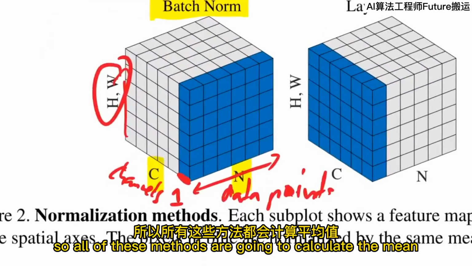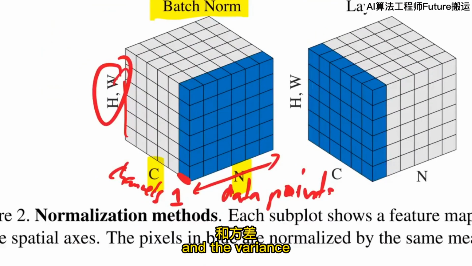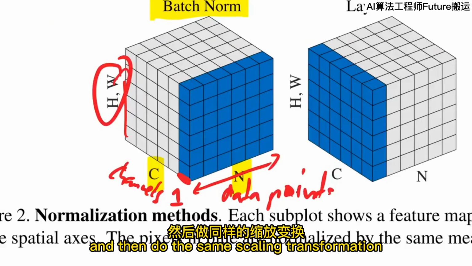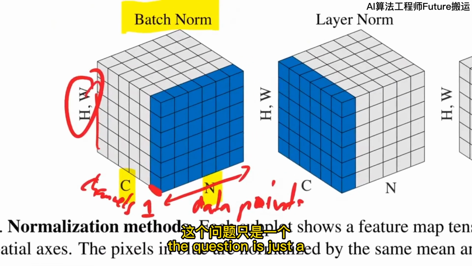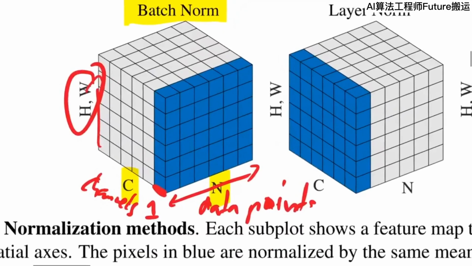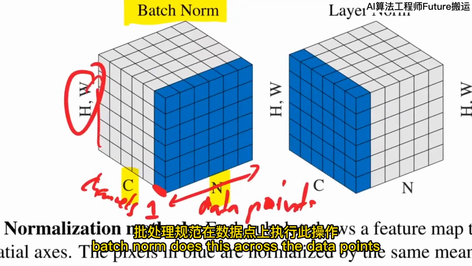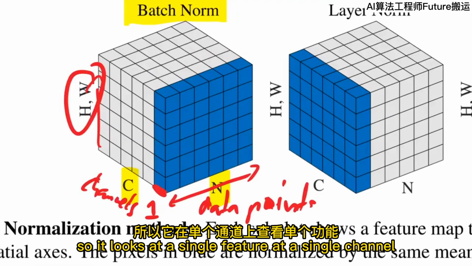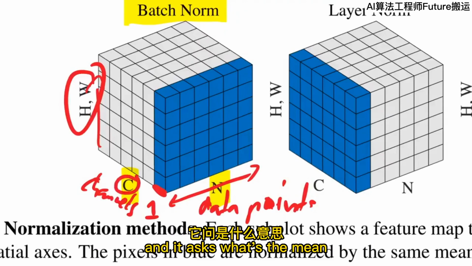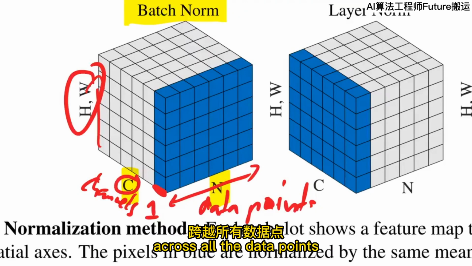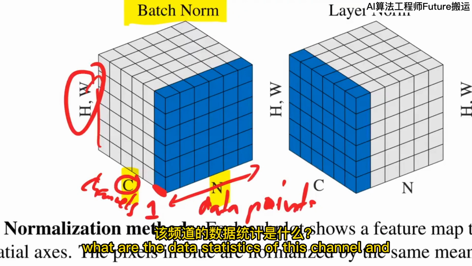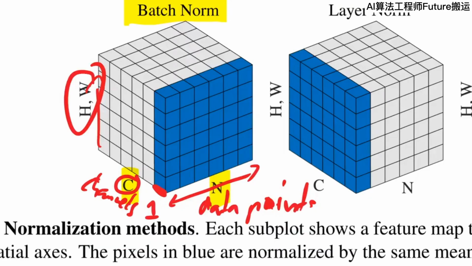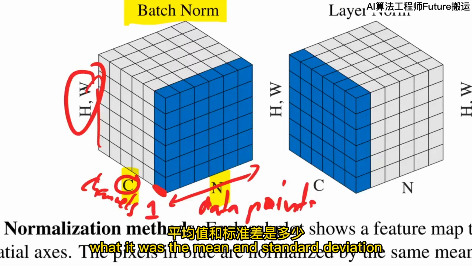So all of these methods are going to calculate the mean and the variance and then do the same scaling transformation. The question is just how do you calculate the mean? Batch norm does this across the data points. So it looks at a single feature at a single channel, and it asks, what's the mean across all the data points? What are the data statistics of this channel? What's the mean and standard deviation?